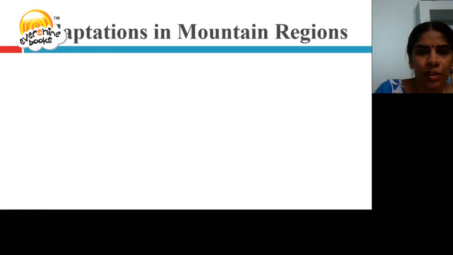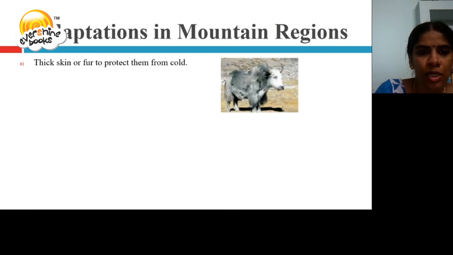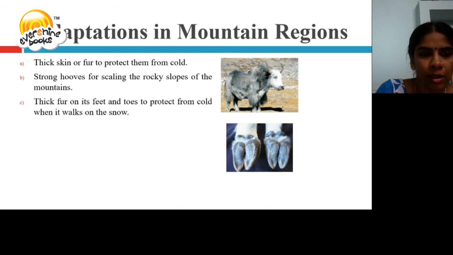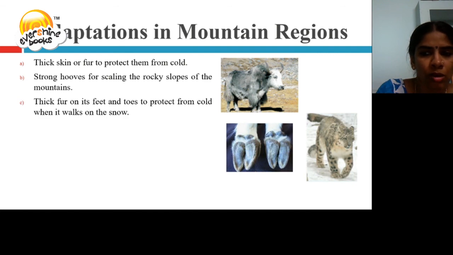Adaptations in mountain regions. Animals will have thick skin or fur to protect them from cold. Strong hooves for scaling the rocky slopes of the mountains. You can see this in sheep. Thick fur on the feet and toes protects from cold when it walks on the snow. You can see the leopard. Feet and toes are protected with thick fur so that they can walk on the snow.